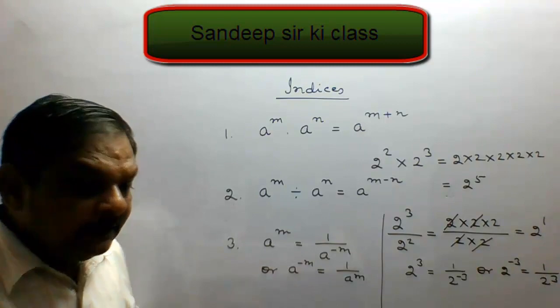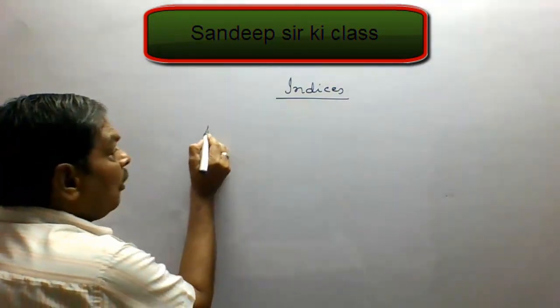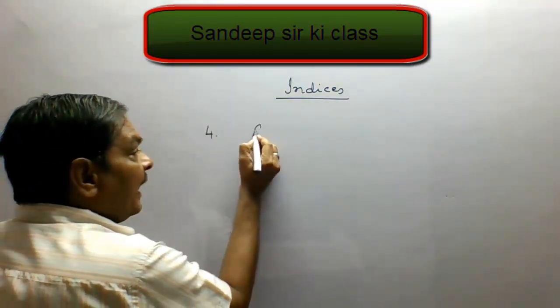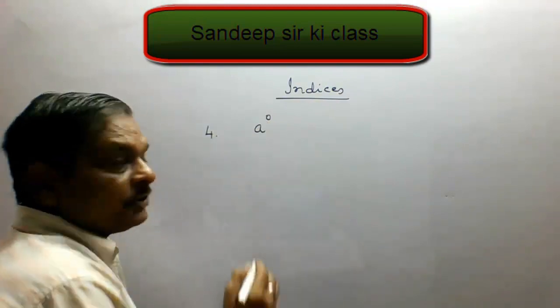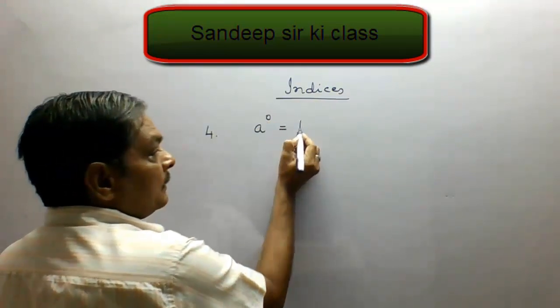Now we will see the fourth law. Fourth law is that any number raised to the power 0 is 1.